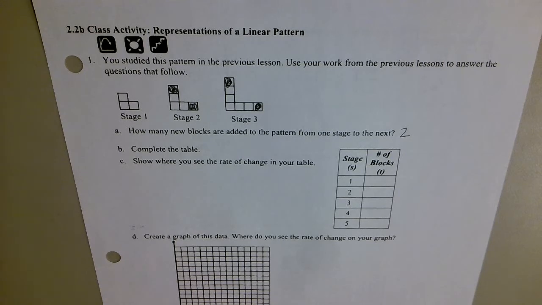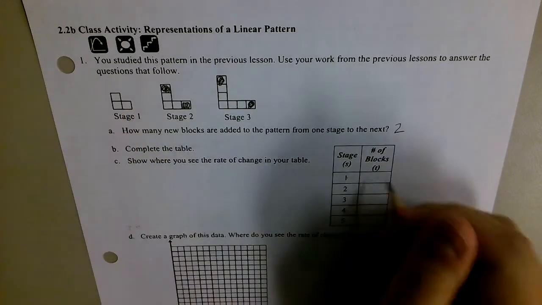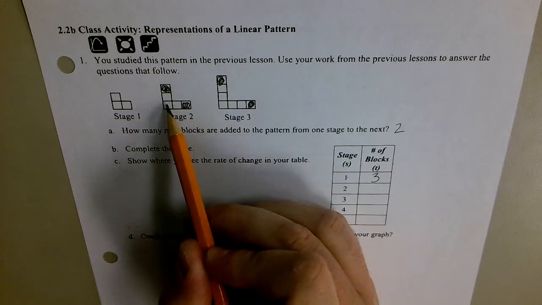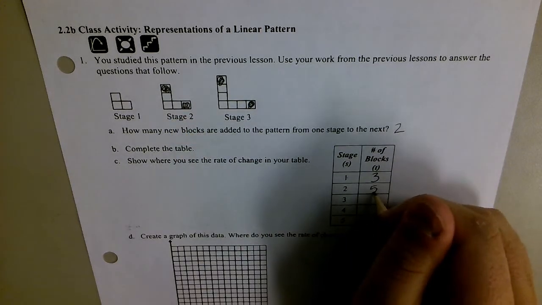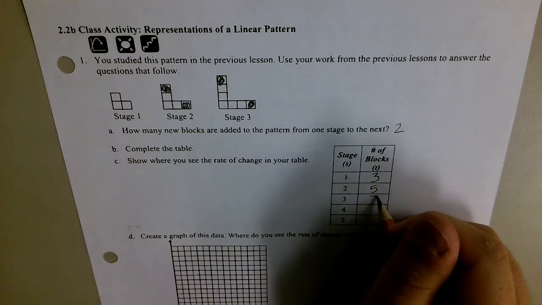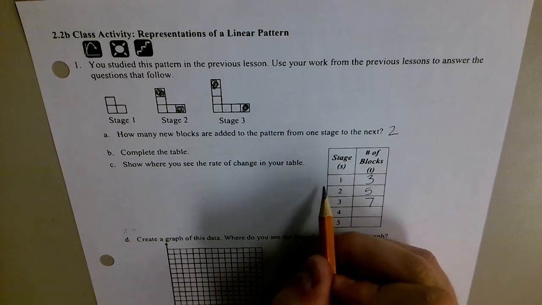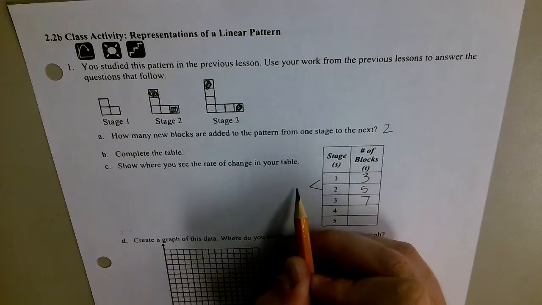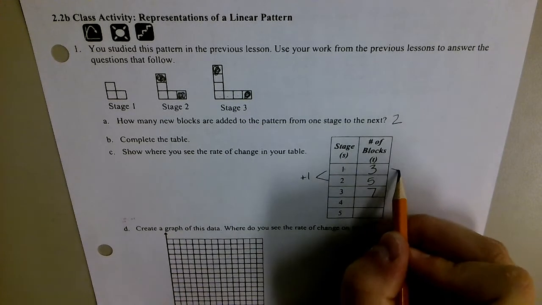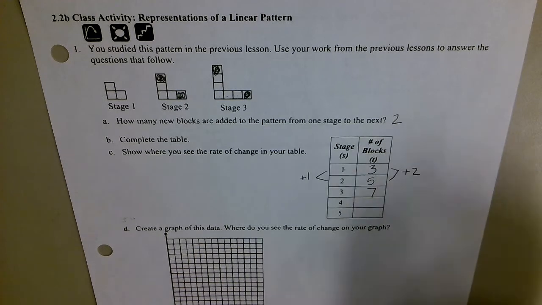So now we're going to complete the table. In stage 1, we had a total of 1, 2, 3 blocks. In stage 2, we had 1, 2, 3, 4, 5. In stage 3, we had 1, 2, 3, 4, 5, 6, 7. And now we have to talk about, as this is going up 1, so from 1 to 2, we're adding 1. What is our other side going up? This is going from 3 to 5, so this is going to be plus 2.